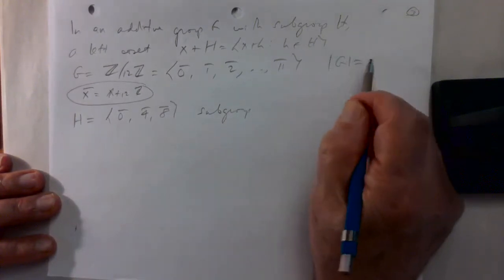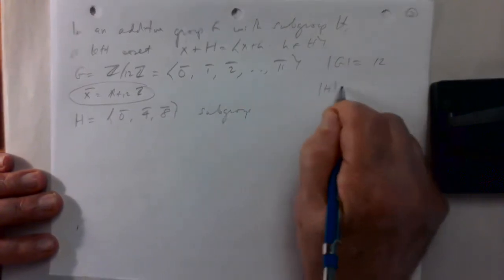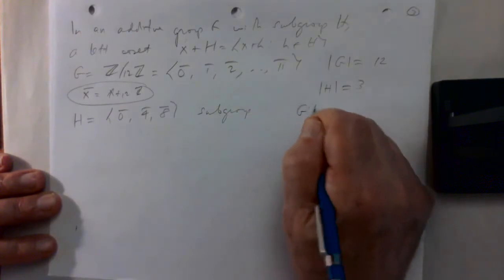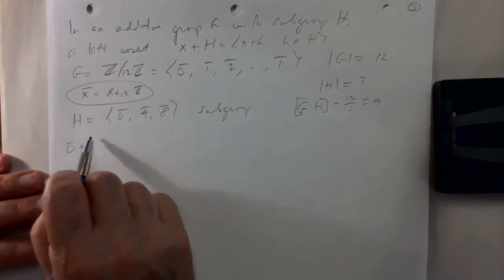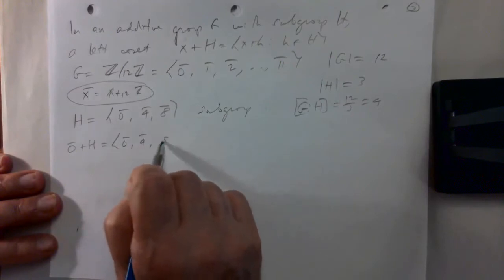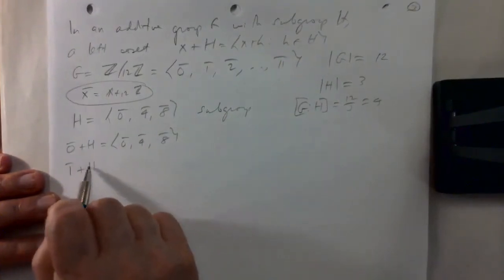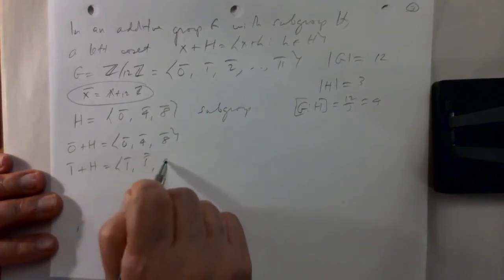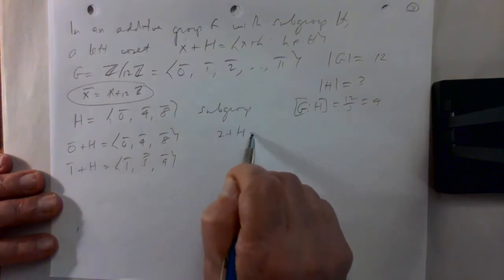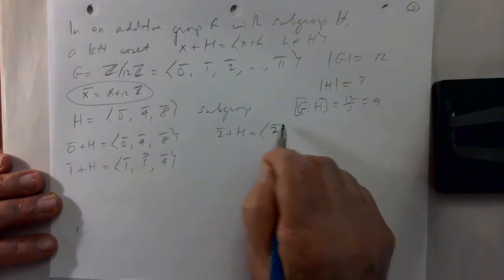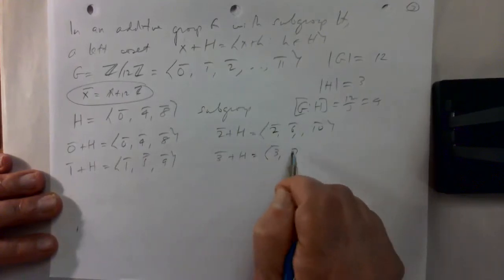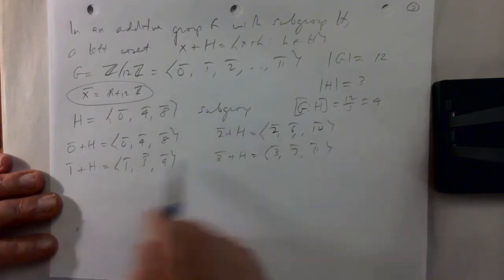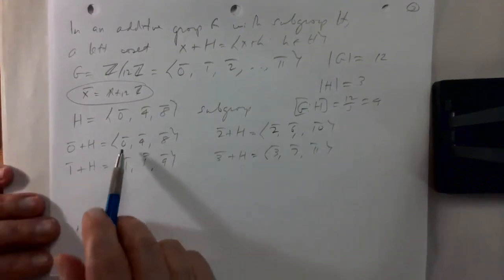And the order of G is 12. The order of the subgroup H is 3. So how many cosets will there be? 12 over 3, or 4. So what are they? Well, we can take 0 plus H, which is just H: 0, 4, 8. We can take the coset of 1, 1 plus H. You add 1 to everything, you get 1, 5, 9. 2 plus H, you add 2 to everything, you get 2, 6, 10. And 3 plus H, you add 3 to everything, you get 3, 7, 11. So we have 4 cosets, and there they are.